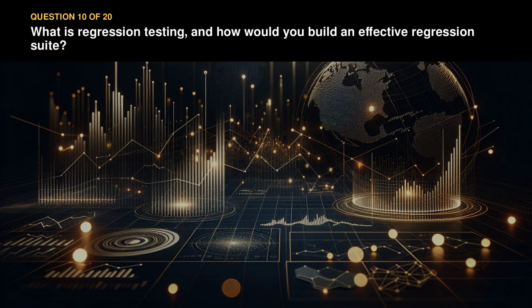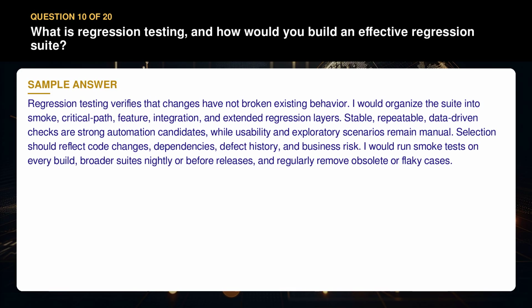Question 10. What is regression testing, and how would you build an effective regression suite? Regression testing verifies that changes have not broken existing behavior. I would organize the suite into smoke, critical path, feature, integration, and extended regression layers. Stable, repeatable, data-driven checks are strong automation candidates, while usability and exploratory scenarios remain manual.